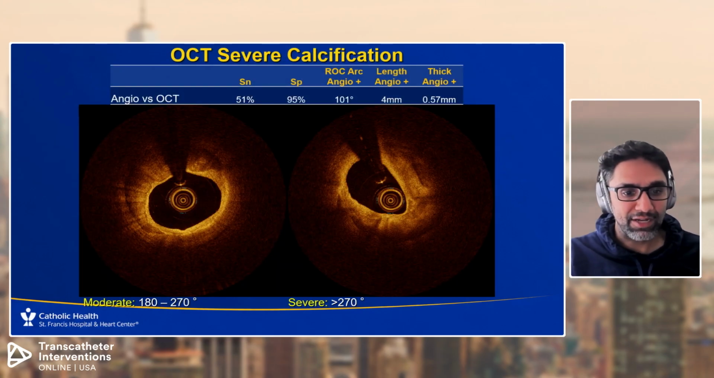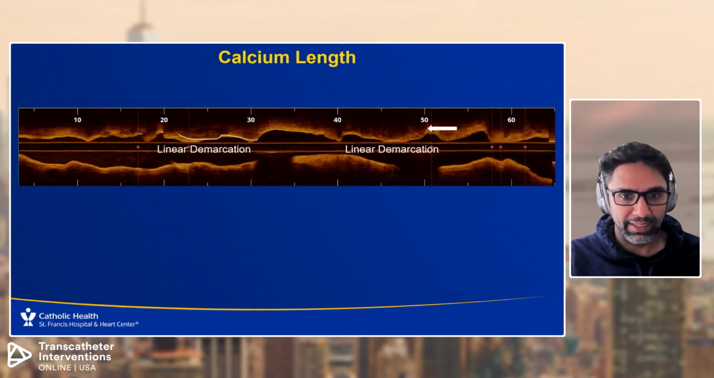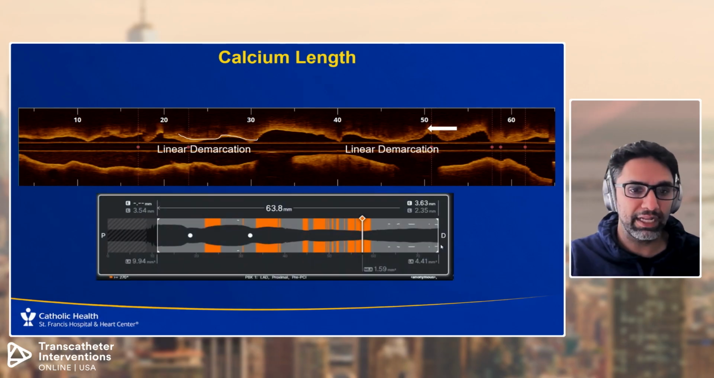With OCT, it's the same parameters that we use: moderate 180 to 270 and severe greater than 270. You'll also notice that compared to OCT, the angiogram is not very sensitive. We start to pick up calcium on OCT when it gets to 100 degrees; on the angiogram, when it gets to be 4 millimeters long and 0.5 millimeter thick. That's very important, and we're going to talk about that a little bit more in detail. It's a little harder to see calcium on the longitudinal view because you can't see those completely sharply demarcated borders like you can on the cross section, that characteristic cookie cutter type appearance.